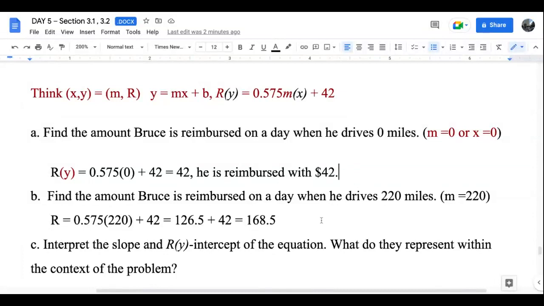B, find the amount Bruce is reimbursed on a day when he drives 220 miles. That means M equals 220. So we just use 0.575 times 220 plus 42. Well, that's 168.5. So he will be reimbursed $168.50 if he drives 220 miles.